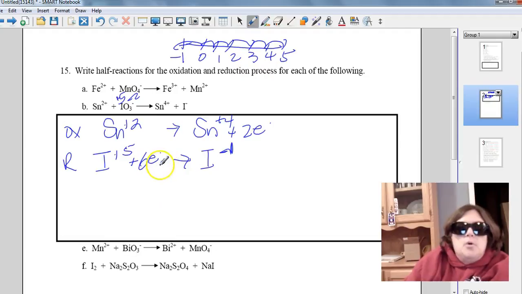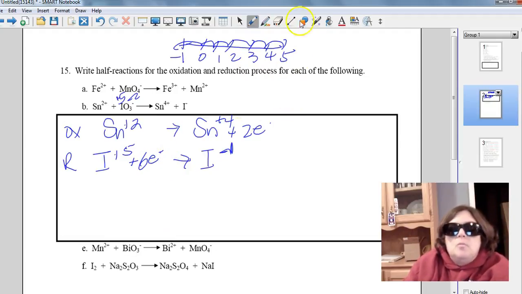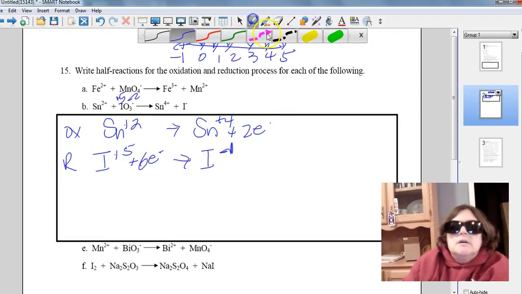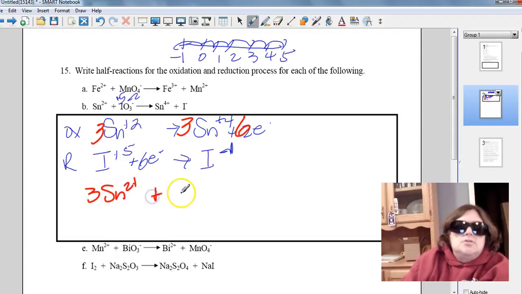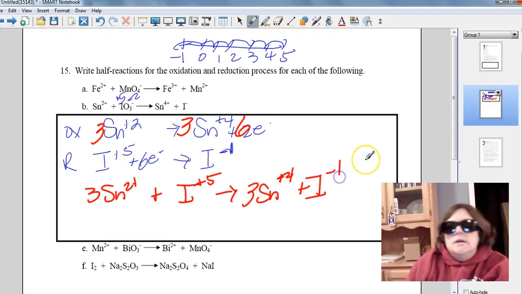So how would I put those two together? What's the least common multiple of 2 and 6? And the answer is 3. So 3 tin 2s plus an iodine gives us 3 tin 4s plus the negative 1 iodide.